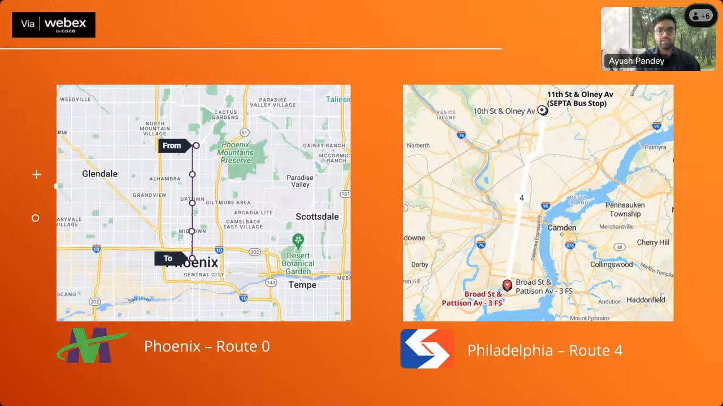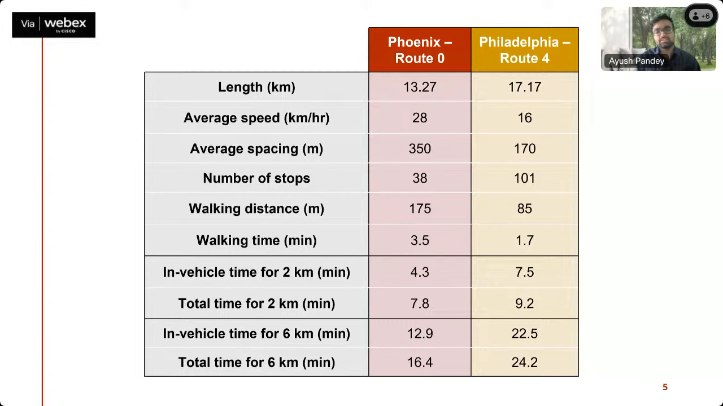So the two routes have similar distances. In Phoenix, it's 13 kilometers. In Philadelphia, this route is about 17 kilometers, but they have widely different average speeds. The Phoenix bus route has an average speed of 28 kilometers per hour. Philadelphia Route 4 is 16 kilometers per hour.